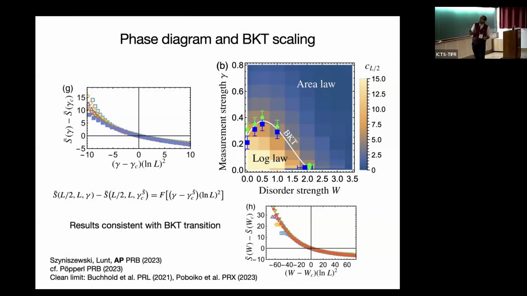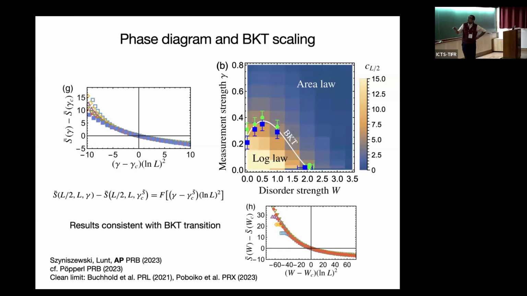As I said, at zero disorder, there are these works by Sebastian Diehl, Igor Gornyi and Sasha Mirlin. At zero disorder, there is putatively a phase transition between a log phase which opens up at weak measurement strength, and an area law.